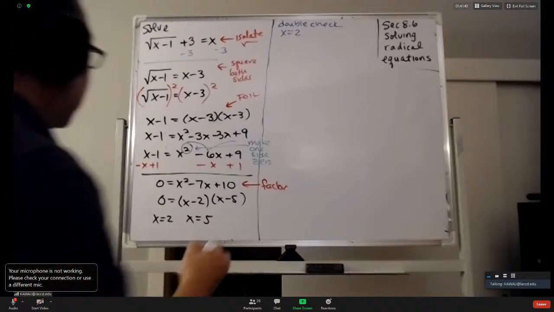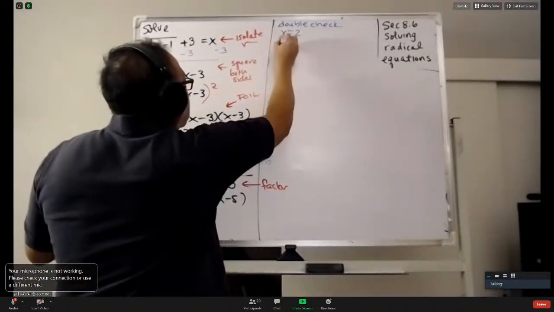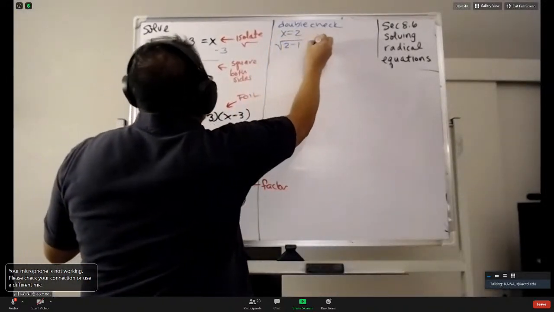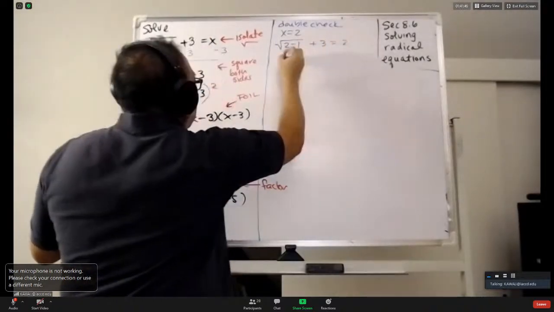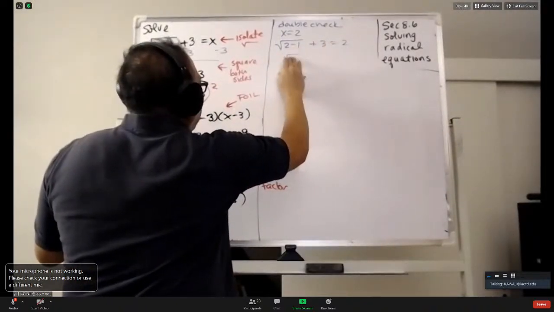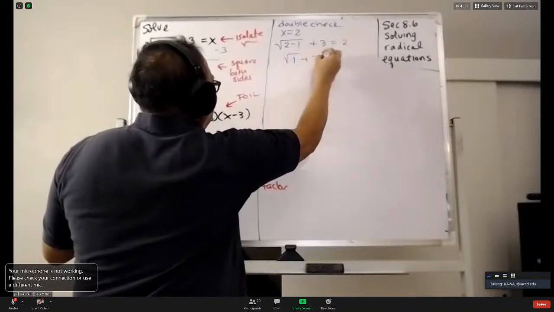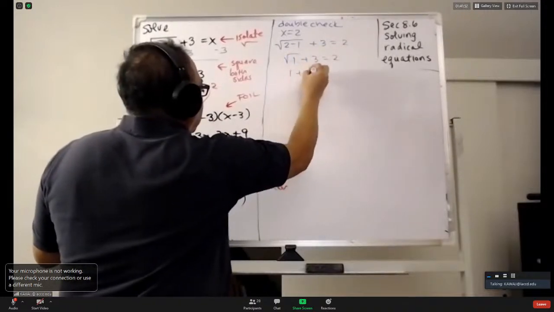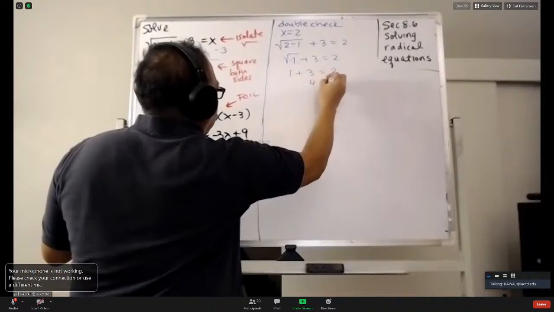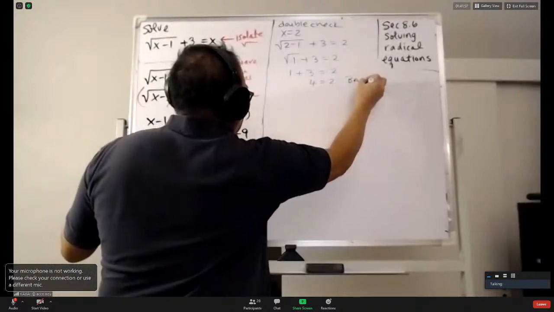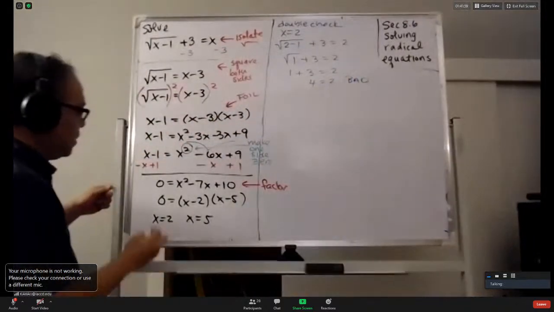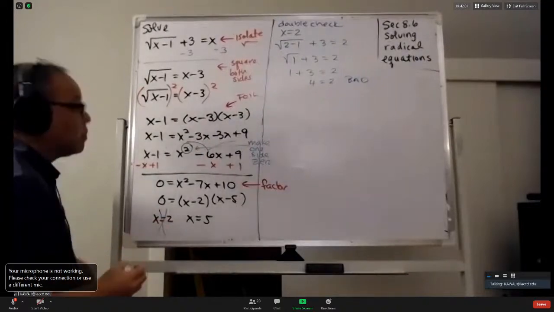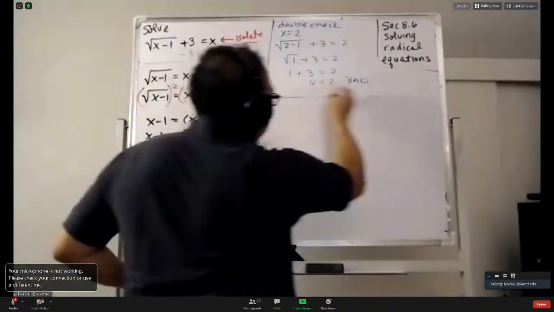Okay, so we should get the square root of 2 minus 1, plus 3 is equal to 2. Square root of 1 plus 3 is equal to 2. 1 plus 3 is equal to 2. 4 is equal to 2. That's bad. So this is not a good answer. So go ahead and try x equal to 5.